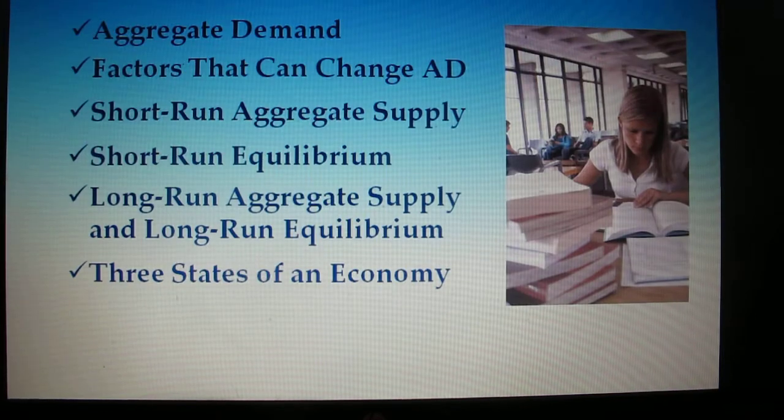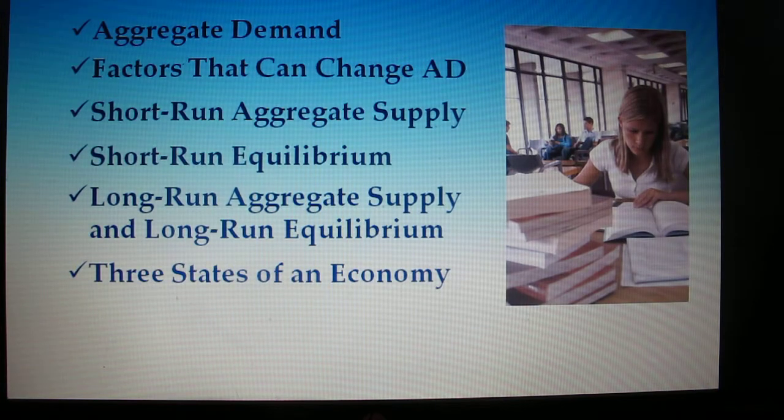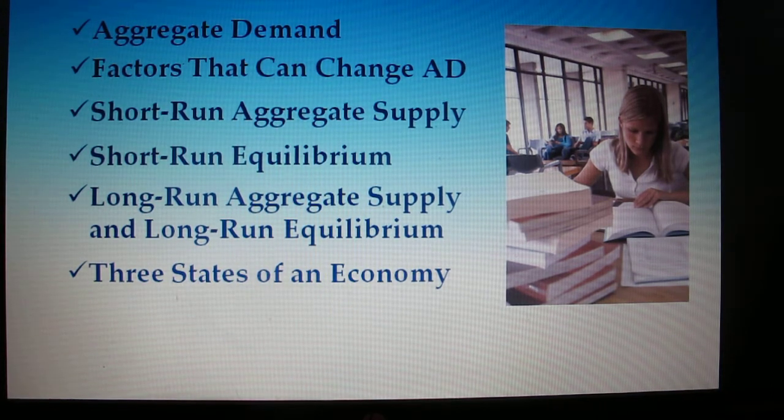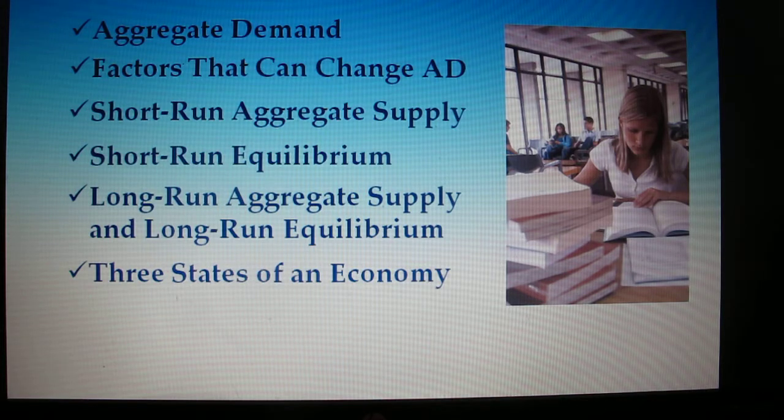So I'm going to fast forward through them and we get right into Chapter 8, which is on aggregate demand and aggregate supply. In this lecture, we're going to go over aggregate demand. We're going to go over the factors that can change aggregate demand. We'll talk about the distinction between short-run aggregate supply and long-run aggregate supply. So we'll discuss a short-run equilibrium and a long-run equilibrium. And then we'll also discuss what's called the three states of the economy.